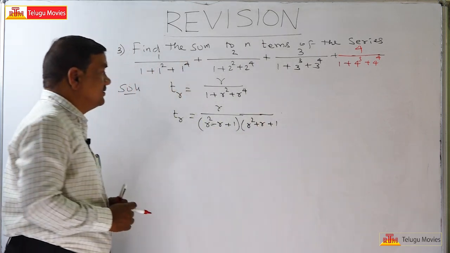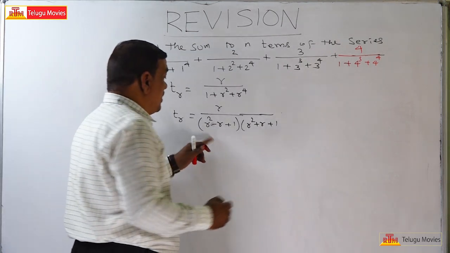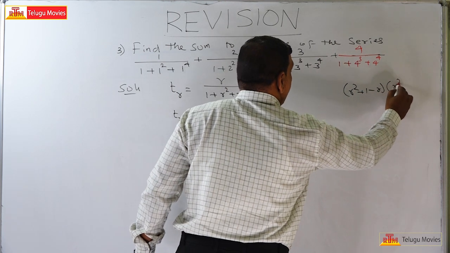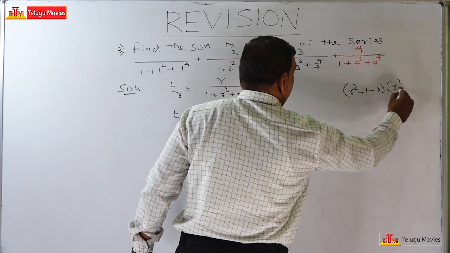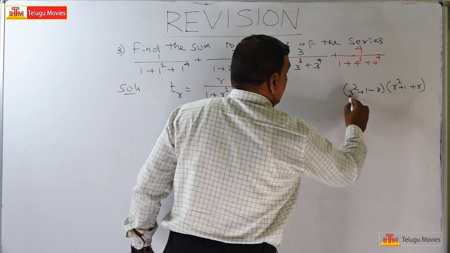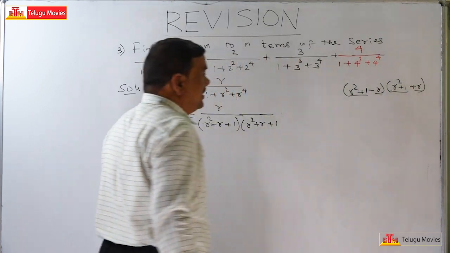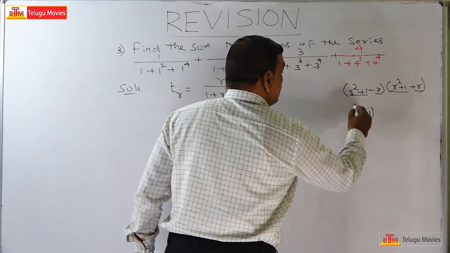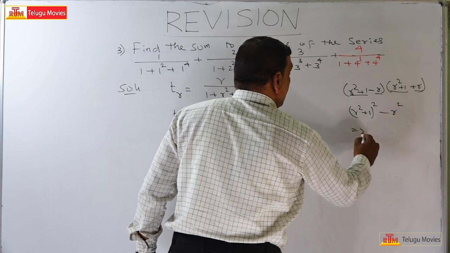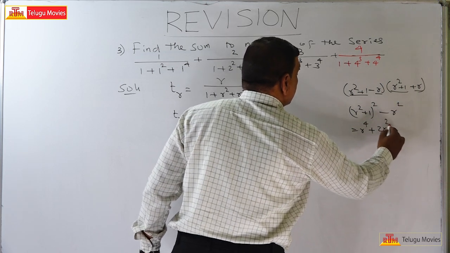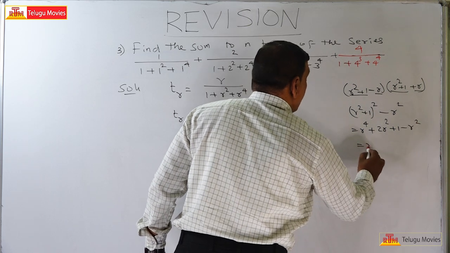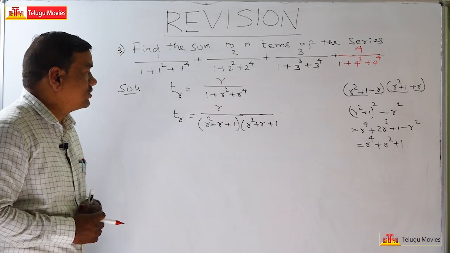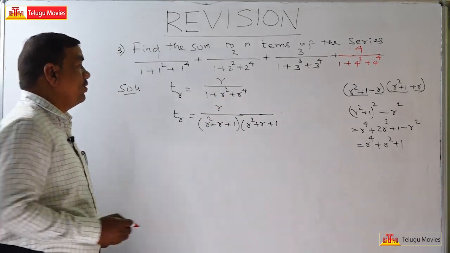Can we do like that? Let us check it. See here, r square plus 1 minus r into r square plus 1 plus r. A minus b into a plus b is a square minus b square, that is r square plus 1 whole square minus r square, r to the power of 4 plus 2r square plus 1 minus r square, r to the power of 4 plus r square plus 1 we got. Okay, now very nice.